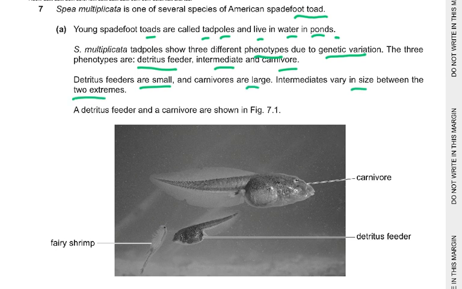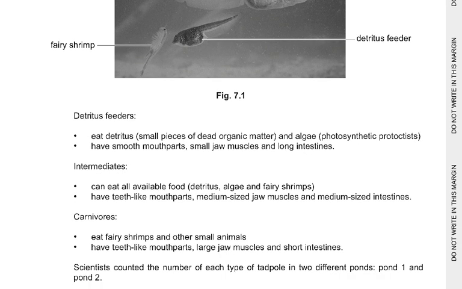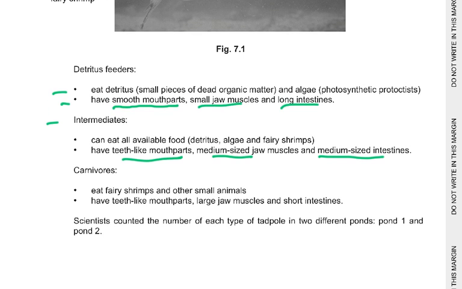A detritus feeder and a carnivore are shown in figure 7.1. So we have a detritus feeder and we have a carnivore. Now, detritus feeders eat detritus, small pieces of dead organic matter and algae, and have smooth mouthparts, small jaw muscles, and long intestines. Intermediates can eat all available food, detritus, algae, and fairy shrimps, and have teeth-like mouthparts, medium-sized jaw muscles, and medium-sized intestines. Then carnivores eat fairy shrimps and other small animals.